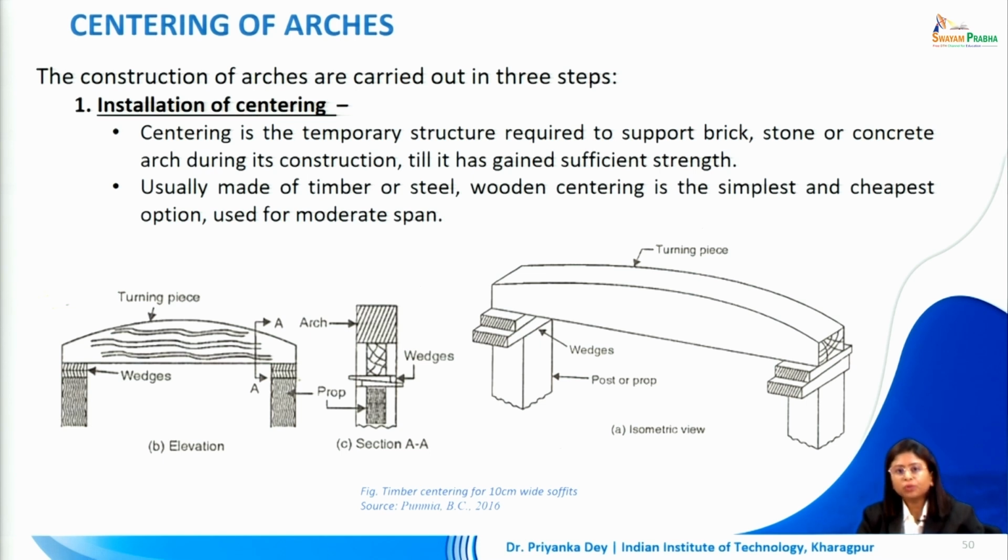Just to remind you all, the construction of arches is carried out in 3 steps. First, we do the installation of centering, a temporary structure required to support the brick, stone or concrete arch during its construction till it has gained sufficient strength. Usually it is made of timber or steel, and wooden centering is the simplest and cheapest option for a moderate span. This usually comprises a post or prop, the vertical member supporting it at the corners. Then we use wedges on which we support the turning piece.